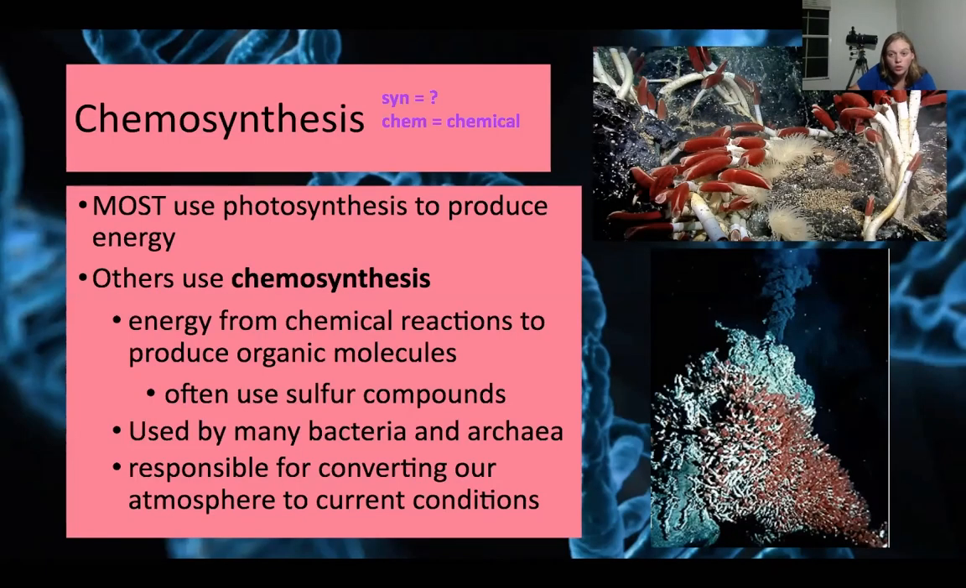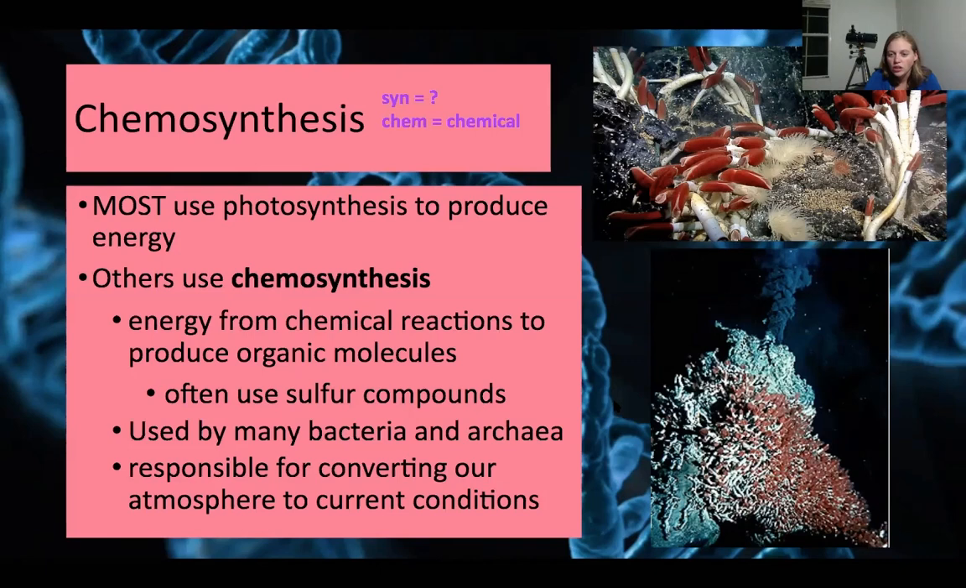So while most organisms, especially green plants, are going to use photosynthesis, there are some examples of organisms that can use chemosynthesis. This is a much rarer form of energy capture, but chemo for chemical and syn for together. So we're using chemicals to put something together. Now, most of the time, these organisms are going to use sulfur because sulfur has so many electrons that can be ripped away to provide energy for this organism.